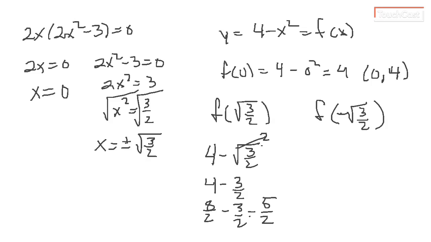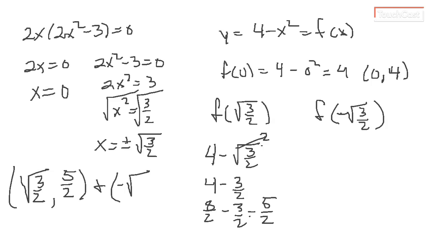So we've got 1 point. That's going to be the square root of 3 over 2 is the x. And our y is going to be 5 over 2. And our second point, we're going to put the negative square root of 3 over 2, but we're going to end up getting the same thing, because if we square the negative square root of 3 over 2, we're going to get the same stuff back. So we can take the negative square root of 3 over 2 and say that the y value is also going to be 5 halves.